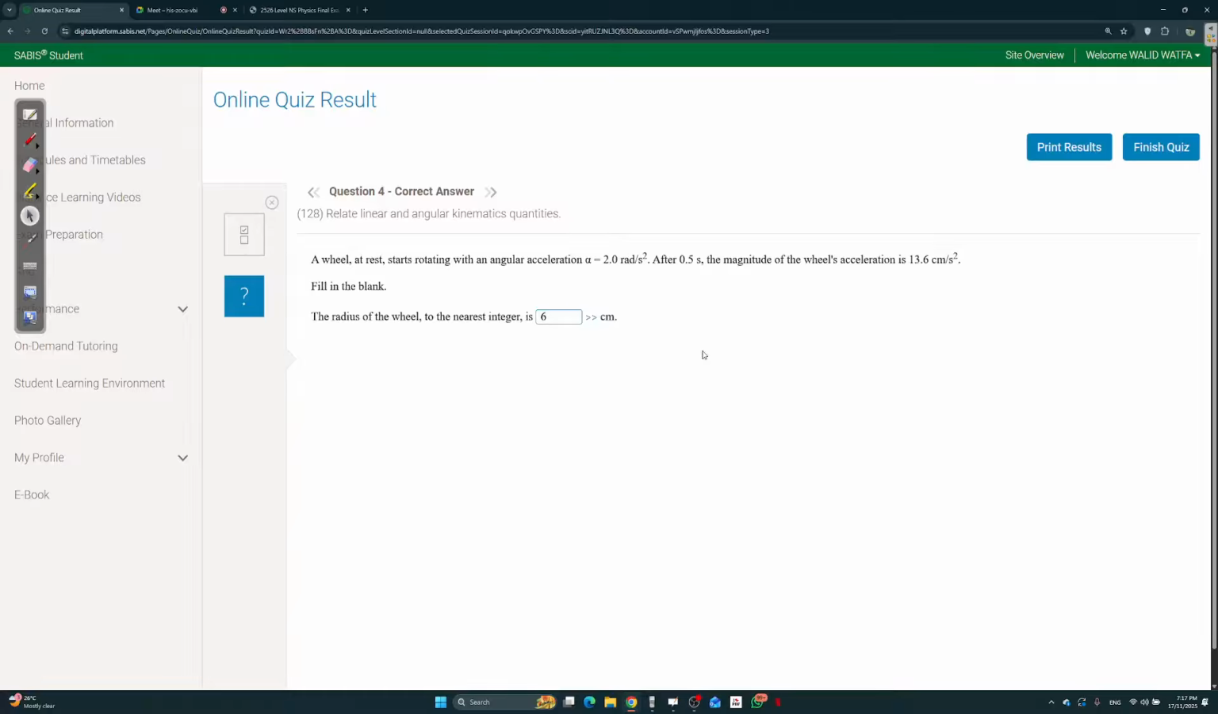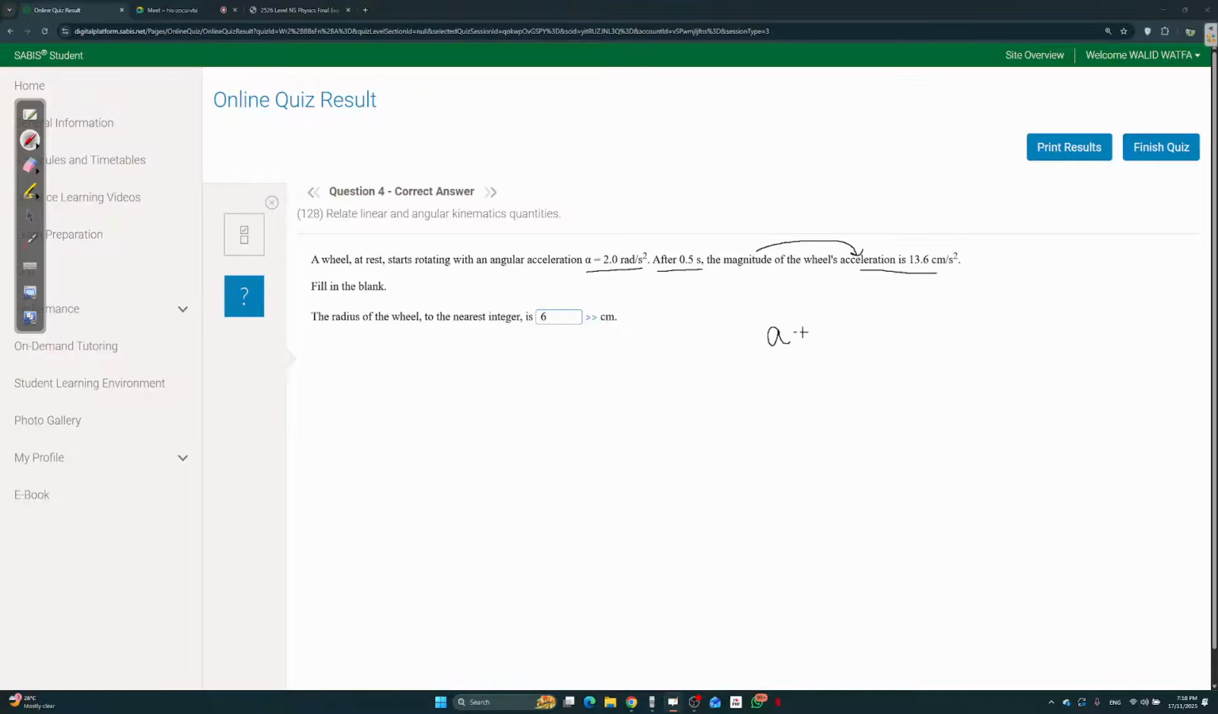Q4. A wheel at rest starts rotating with angular acceleration alpha equal to 2. After 0.5, the magnitude of the wheel's acceleration is 13.6. What is the radius? In the exam, the answer was 69. Okay? I don't know, maybe he might change it. But let's do it regardless. When he gives you alpha, or he gives you time, he wants the wheel's acceleration. What is the magnitude of the wheel's acceleration?